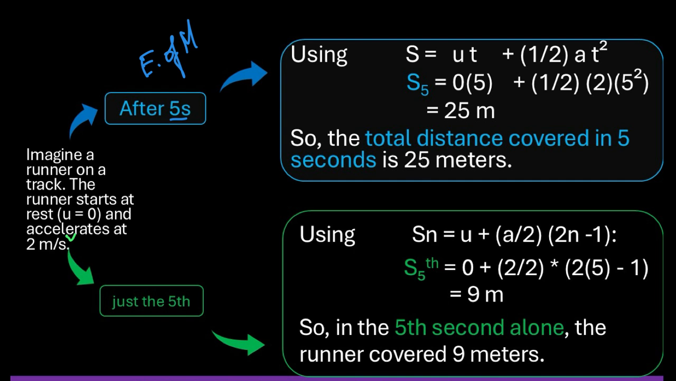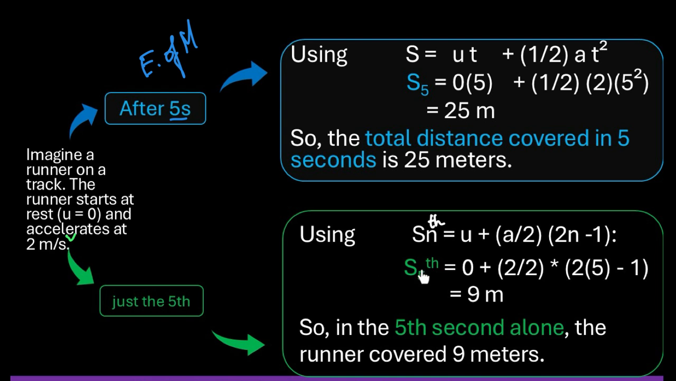Now coming to the second part. Just in the 5th second, right? We've been asked to find out distance only in the 5th second. So just in the 5th second, the distance traveled is given by, to be more precise, Sn is equal to u plus a by 2 into 2n minus 1. Now, how did we arrive at this formula? We already derived it a couple of questions back, so we don't need to go into the derivation of this.